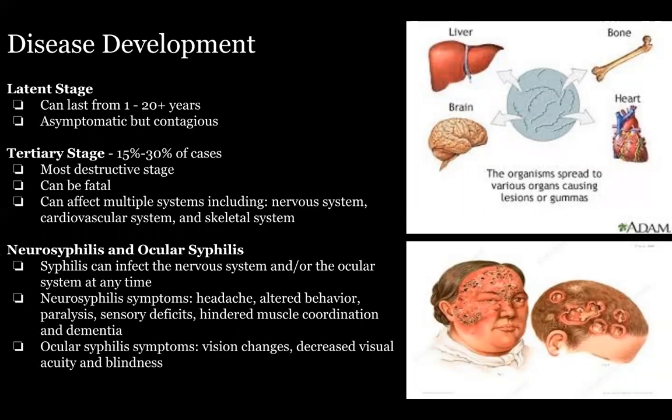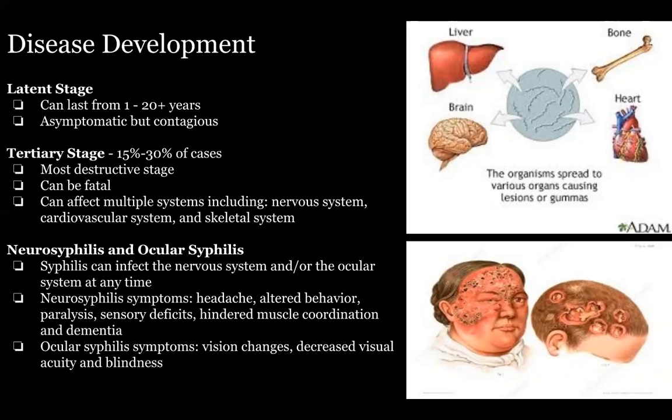The tertiary stage is the most destructive and can be fatal. During this stage, syphilis can affect multiple systems, including the nervous system, cardiovascular system, and the skeletal system. Gummata, which are large sores, can develop on the skin and inside the body. Symptoms include numbness, dementia, vision problems, and problems controlling muscle movements.